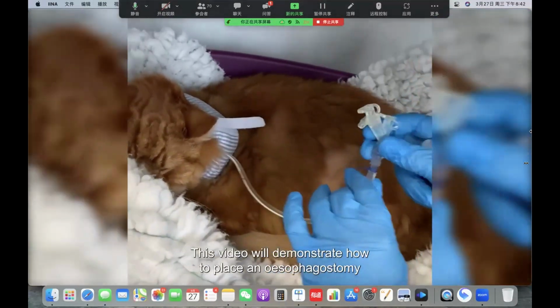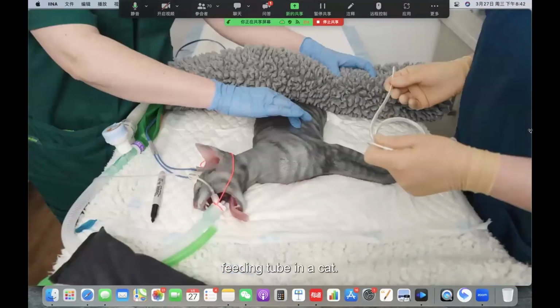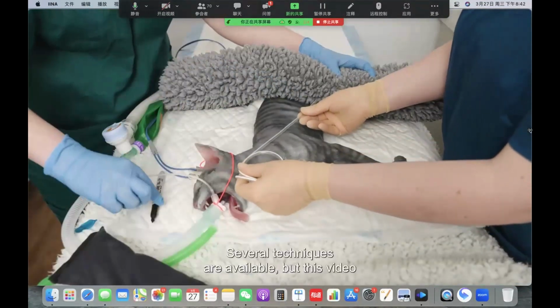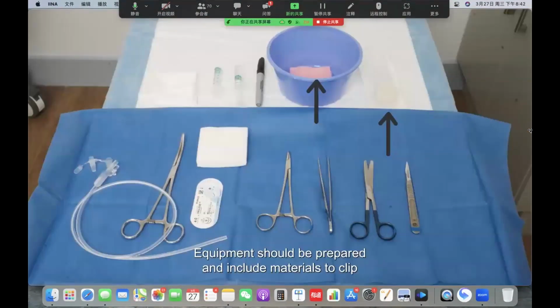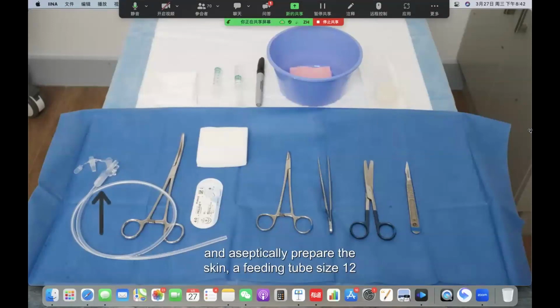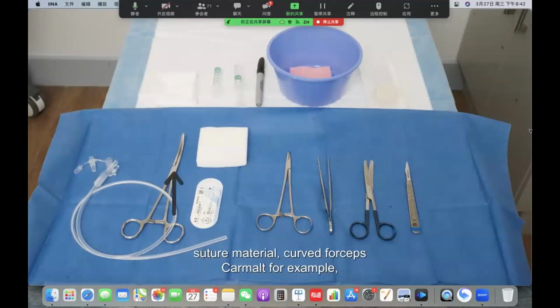This video will demonstrate how to place an esophagostomy feeding tube in a cat. Several techniques are available, but this video will show the technique using curved forceps. Equipment should be prepared and include materials to clip and aseptically prepare the skin, a feeding tube size 12 to 14 French depending on the size of the cat, a marker pen, tape, scalpel handle, suture material, curved forceps, needle holders, small forceps for suturing, an empty 5 ml syringe, a drape, sterile gloves, and sterile swabs.